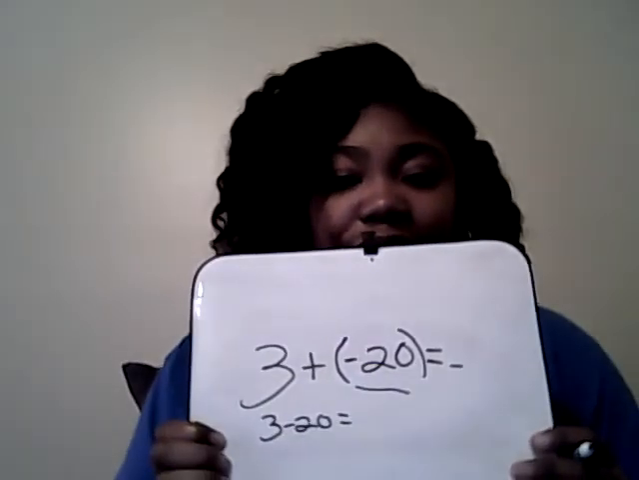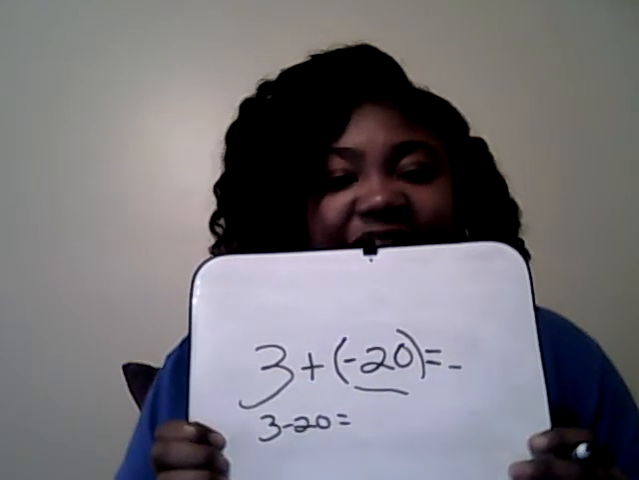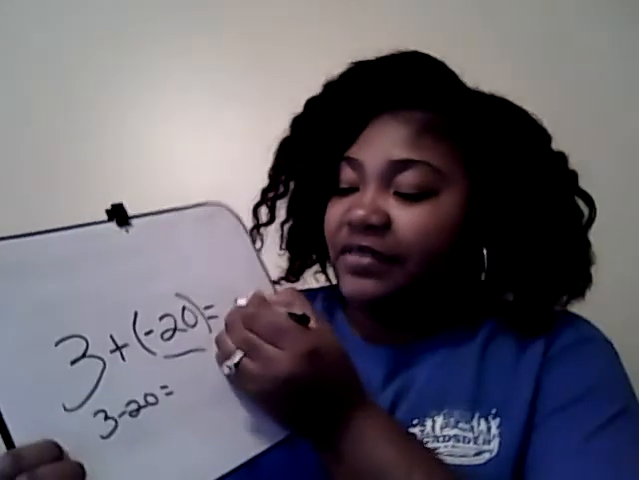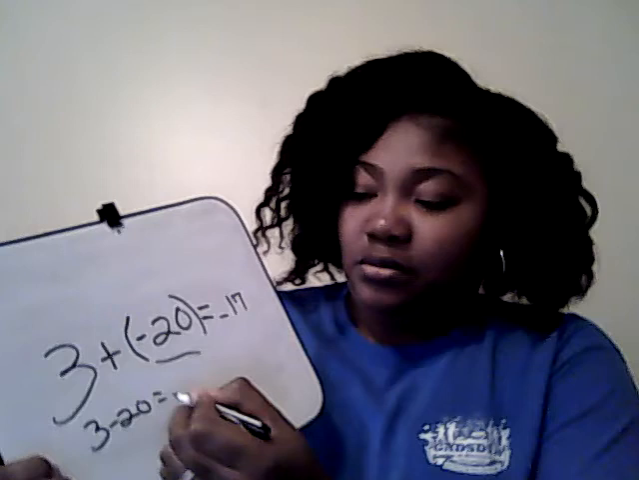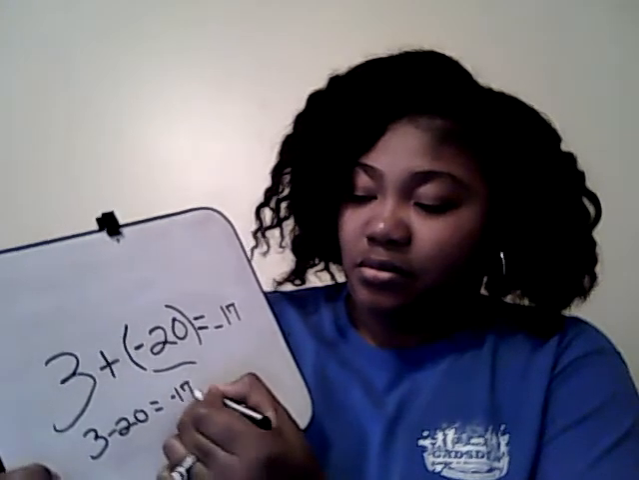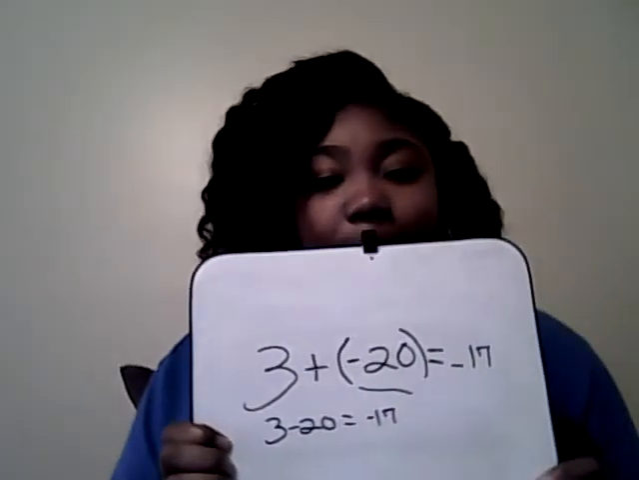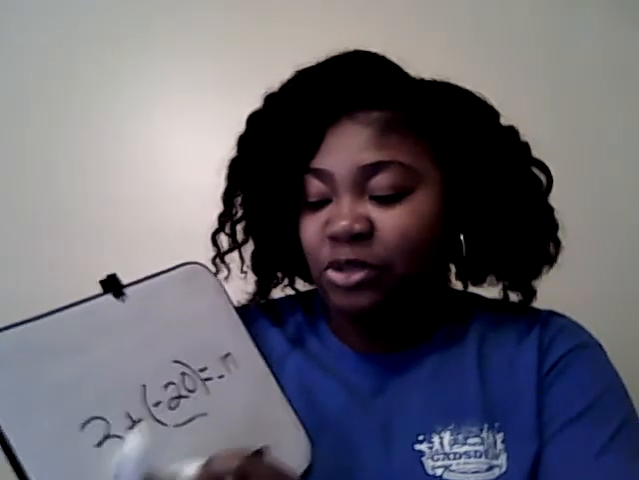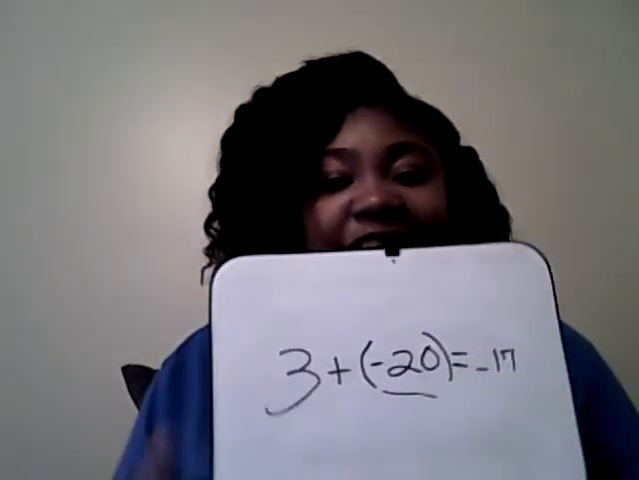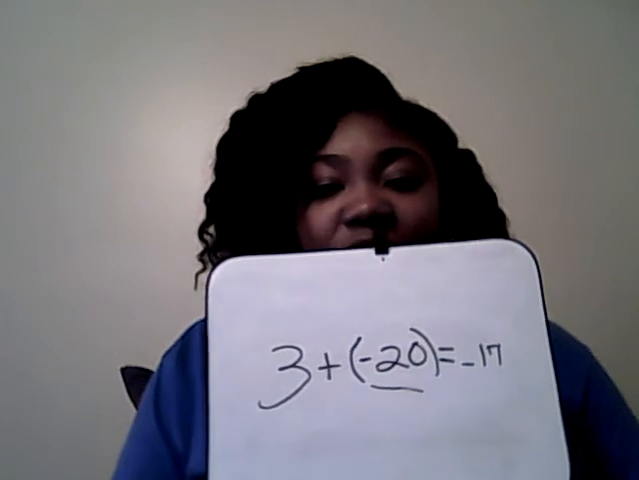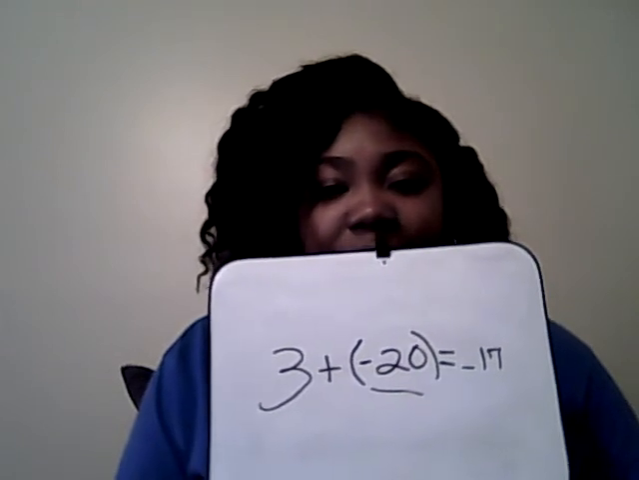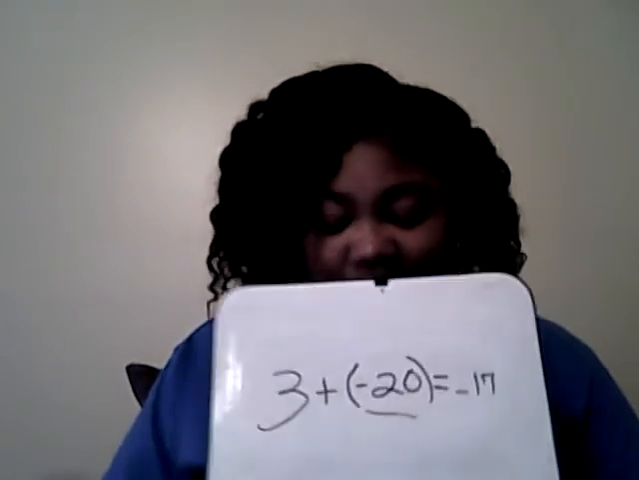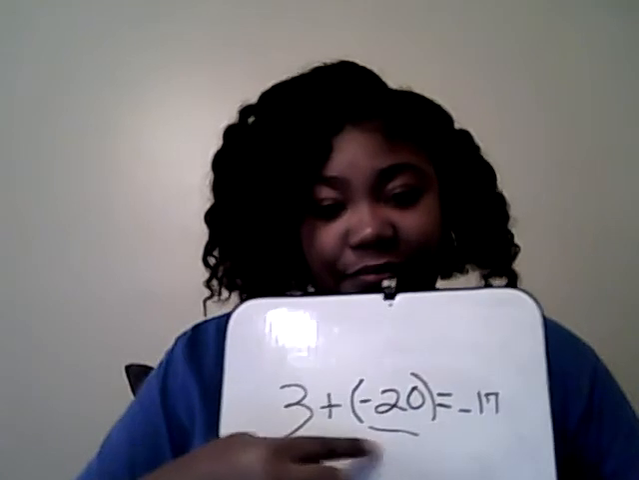And 3 plus -20 is -17. Negative 17. Let me erase this. I don't want to confuse you guys. I'm trying to make sure that you see the different ways they can be written, but I don't want to confuse you. So it'll be negative 17 because the larger number is negative. Okay?